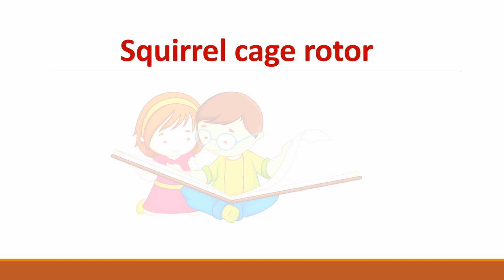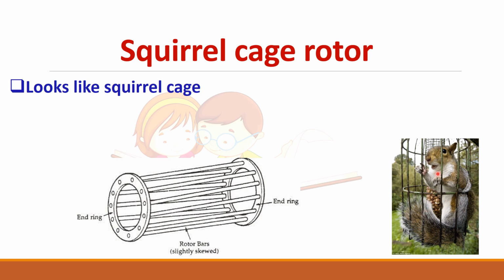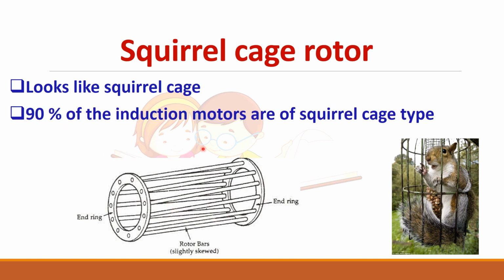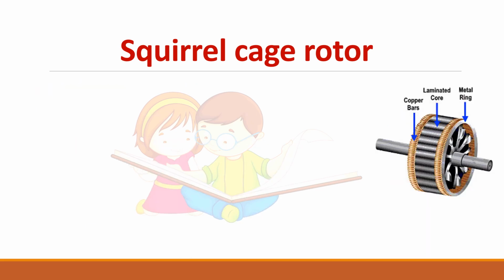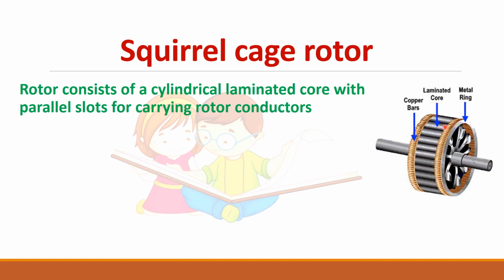Next we have squirrel cage rotor. This resembles the cage of a squirrel. You can see the cage of a squirrel and the rotor also looks like that. 90% of the induction motors which are in use are of squirrel cage type because they have a simple and most rugged construction. If you see the construction of squirrel cage rotor, they consist of a laminated core with slots for carrying the rotor conductors.